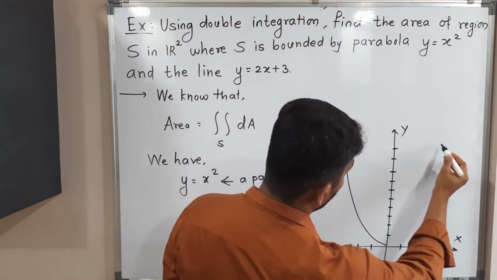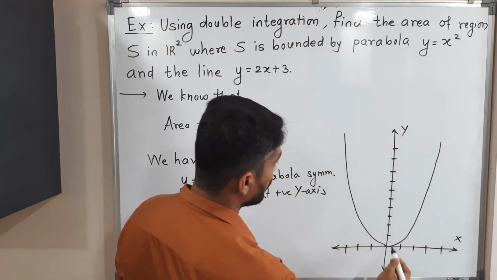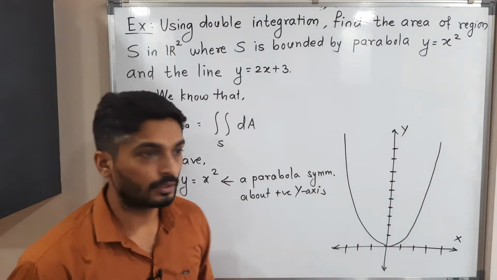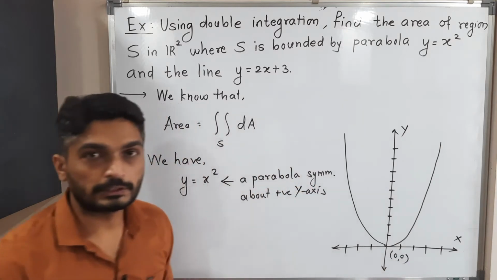Okay, so let me draw on this side also, which is symmetric about the positive y-axis. This is the standard parabola. Obviously it passes through the origin 0 0, I should mention here. So the first curve we have got.